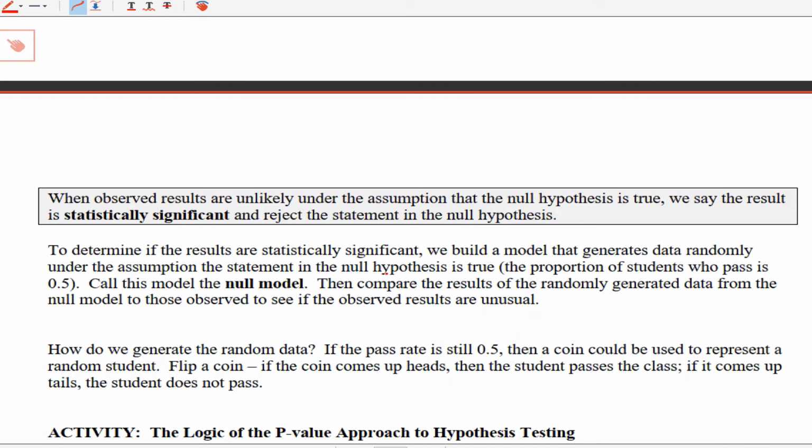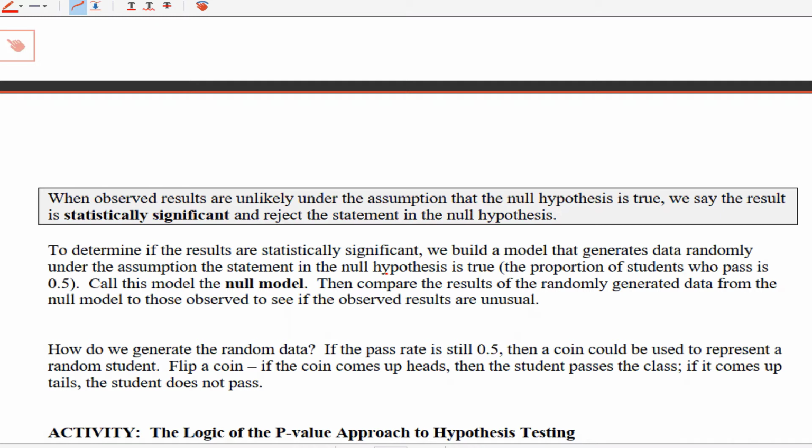So to determine if these particular results are statistically significant, what we're going to do is build a model that generates data randomly under the assumption the statement in the null hypothesis is true. In this case, the proportion of students who pass is 0.5. That model is referred to as the null model because it, again, assumes the statement in the null hypothesis is true. We then compare these results of the randomly generated data in the null model to those we actually observed to judge whether or not the actual results are, in fact, unusual.